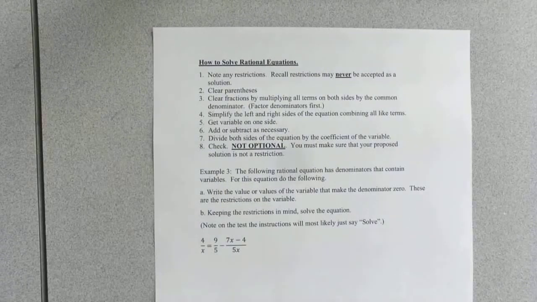Okay, example 3. The following rational equation has denominators that contain a variable. For this, do the following. A, write the value or values of the variable that make the denominator 0. These are the restrictions of the variable. B, keeping the restrictions in mind, solve the equation.